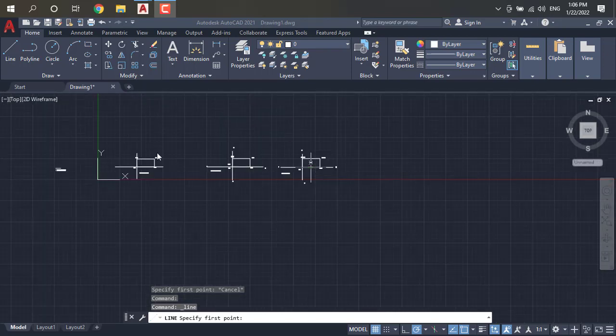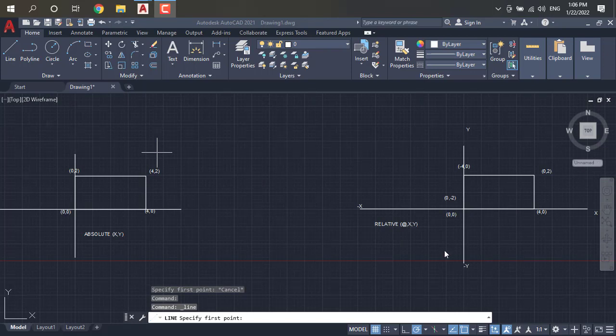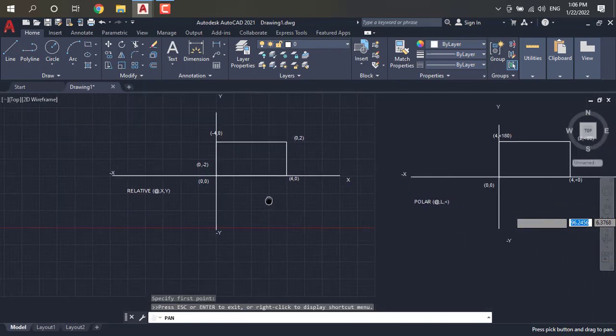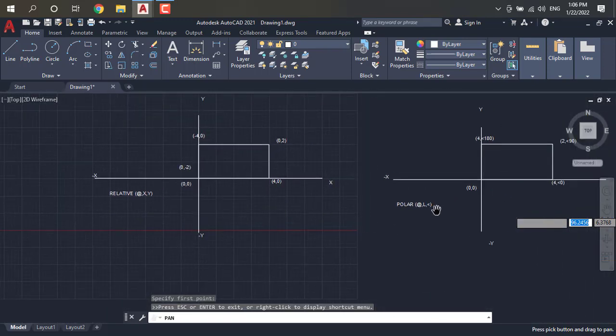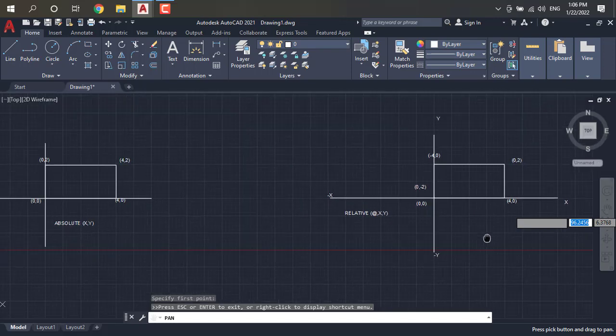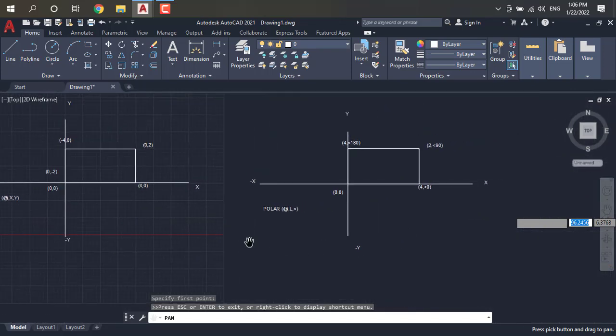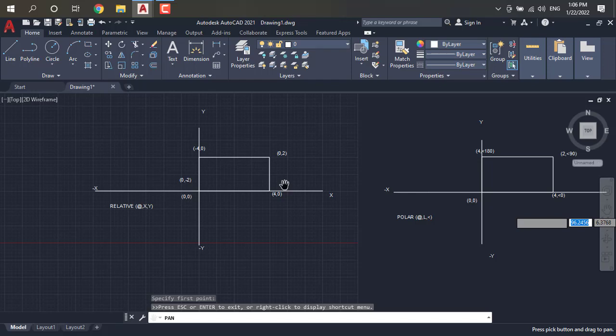In coordinate systems we have 3 coordinate systems: absolute coordinate system, relative coordinate system and polar coordinate system. All are based upon this horizon, but the values are different. Considering points are different. In absolute coordinate system all are taken in the usual coordinates, but in relative and polar coordinate system we have to mention the length. In polar we have to mention the length. In relative coordinate system we have to relate it to the previous points.